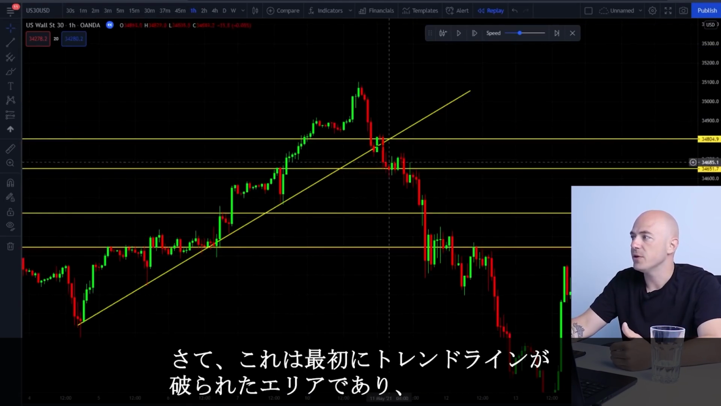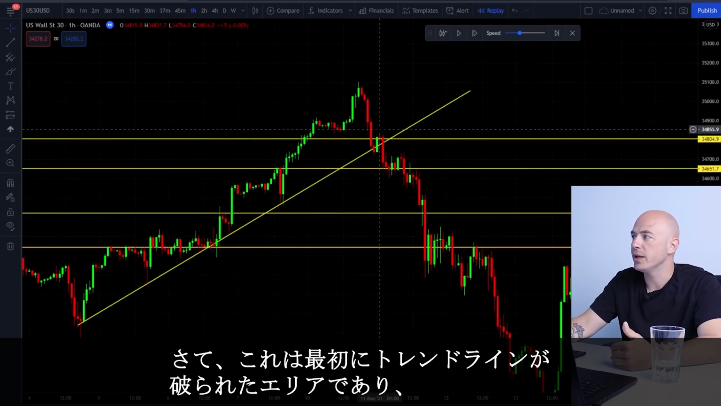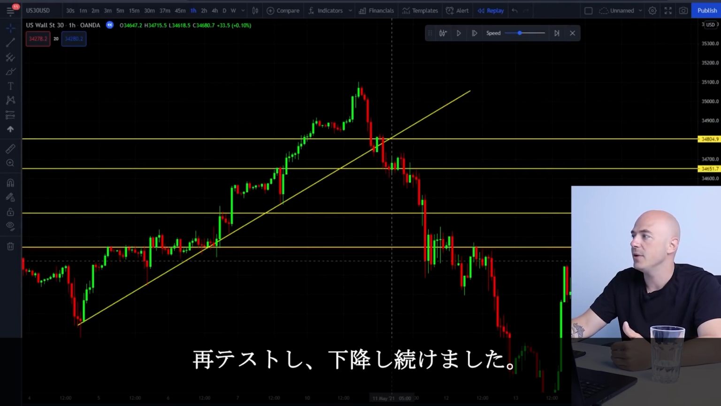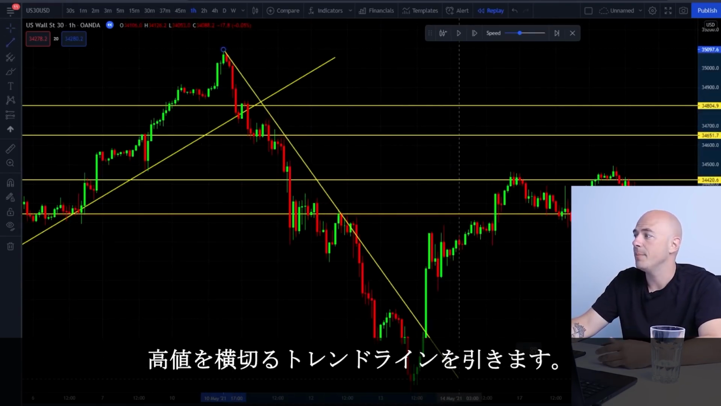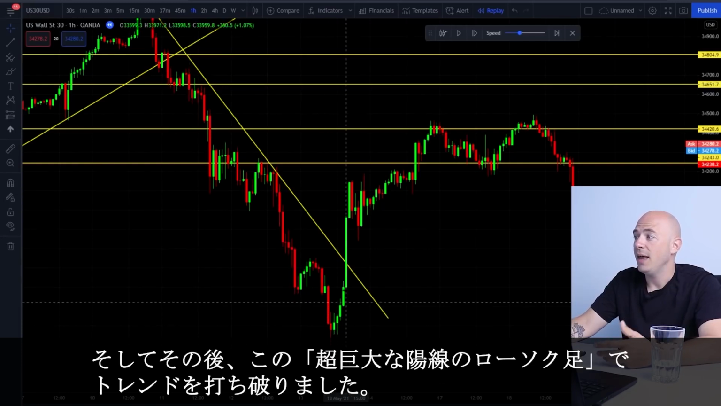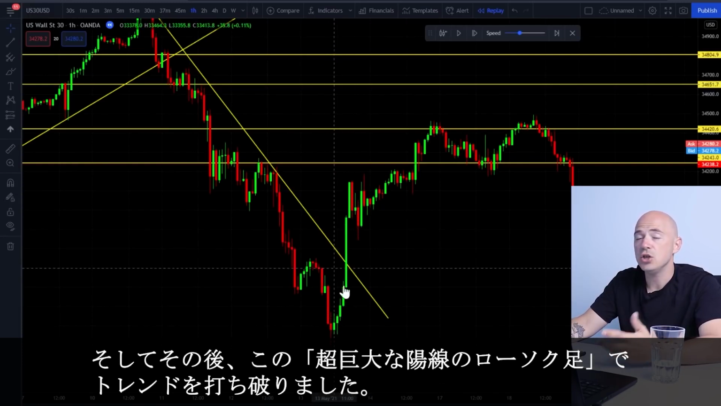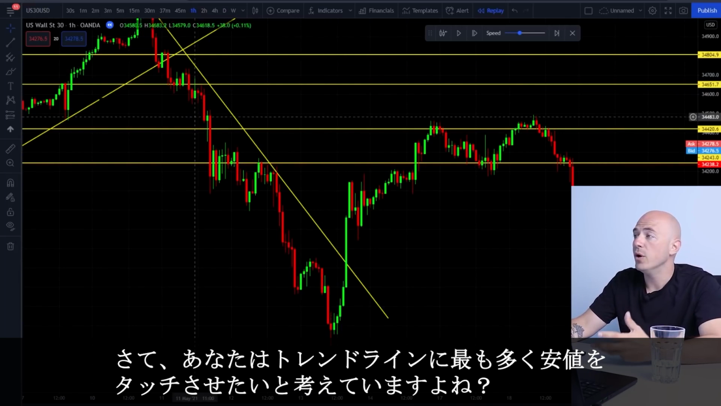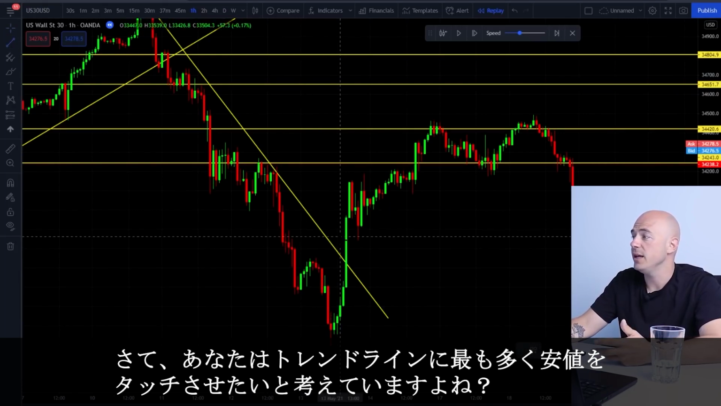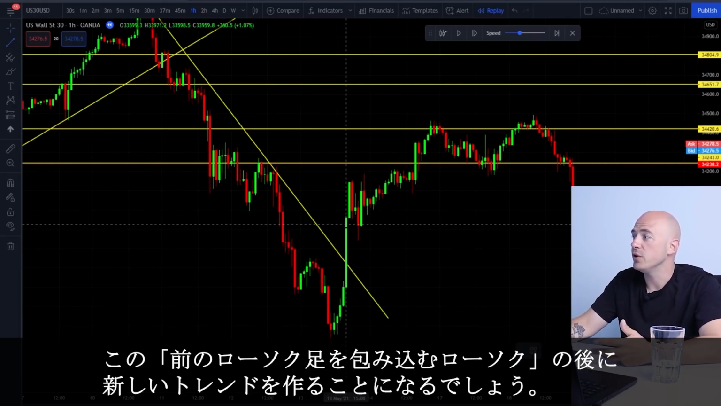So this is your first area where the trend line was broken, retested, and continued down. Now we are in a downtrend, so we draw our trend line across the top. Price kept moving down and then broke the trend with this huge, huge, huge bullish candle. We are now looking for an uptrend. Now you want the most touches on your trend lines, right? So you wouldn't start with this point, you'd create the new trend after this big ass candle.